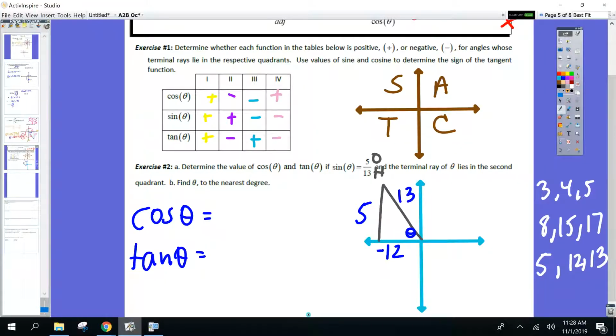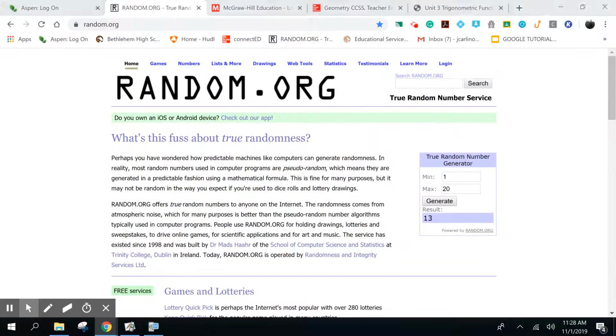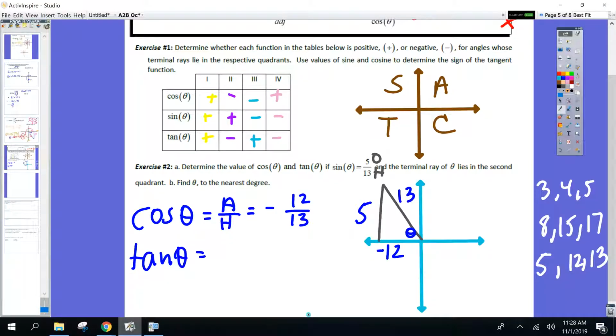What do you want to take, Lily? You can take one of them. Okay, adjacent over hypotenuse. I'm in the second quadrant, so you should give me a negative answer here. So negative 12 over 13. Got it. Tangent: opposite over adjacent. I know it's got to be negative because it's in the second quadrant. So negative 5 over 12. Yep. All using SOHCAHTOA there. Everyone all right?